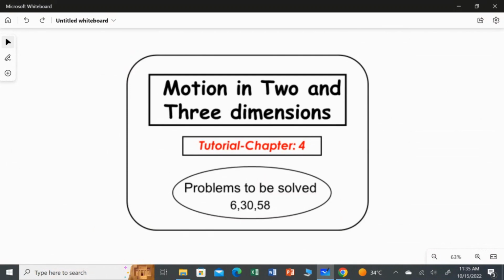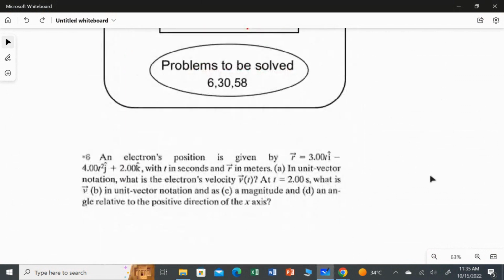In this video, I am going to solve these three questions, which are taken from Chapter 4, titled Motion in 2 and 3 Dimensions. These questions are taken from the book Principles of Physics, 10th edition. Let's start the first question.